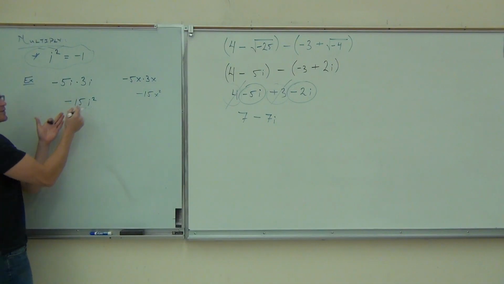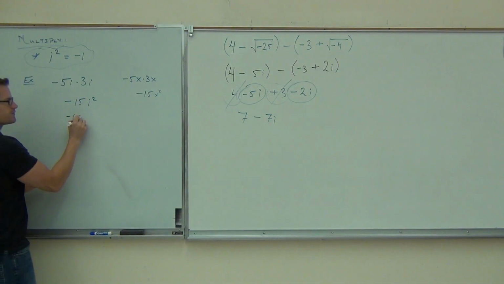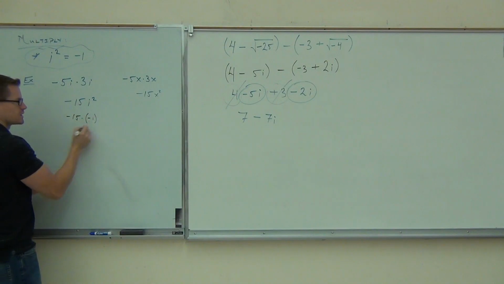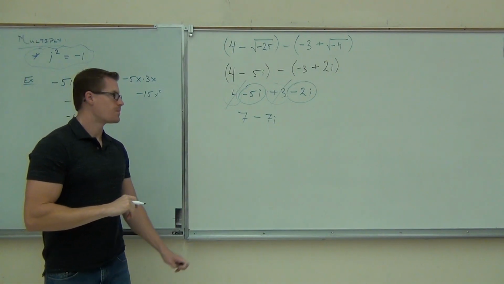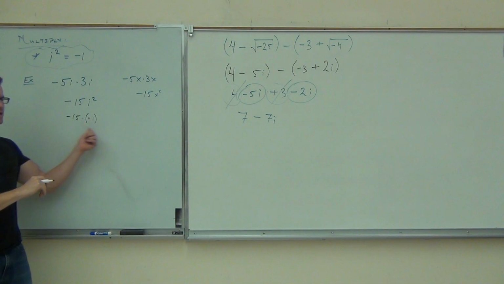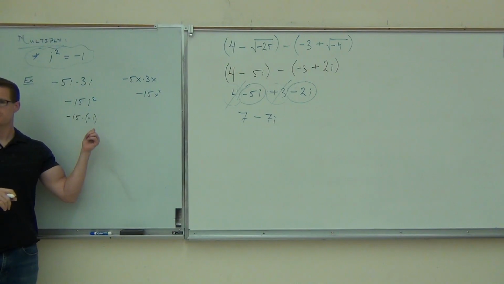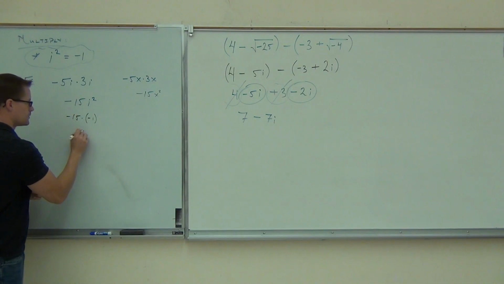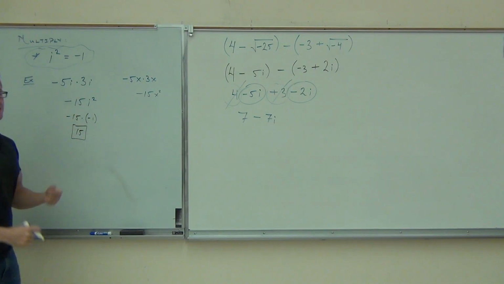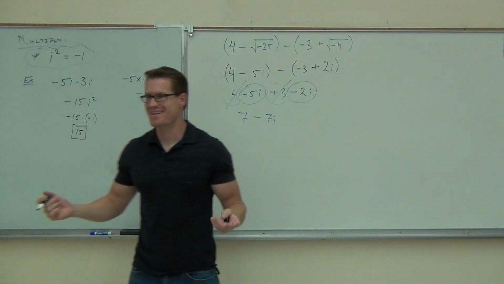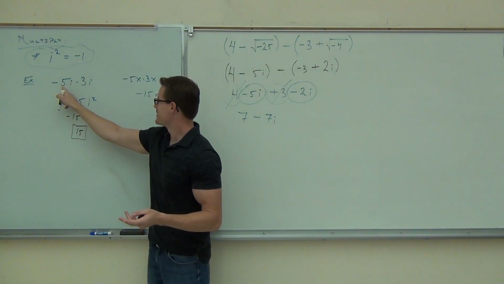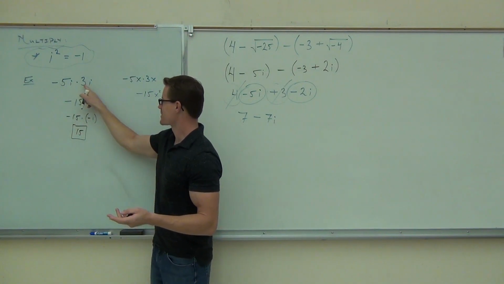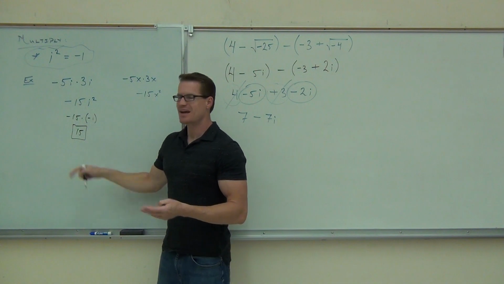So instead of having negative 15i squared, I know it's negative 15 times negative 1. Can I complete this problem? Yep. It's just negative 15 times negative 1. 15. So interestingly, we don't even get an i out of that. Look at that. We've got a negative 5i times a 3i. We get positive 15. It's weird, right?